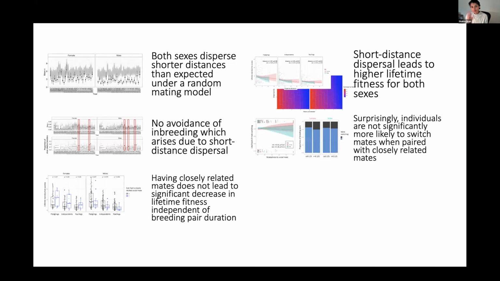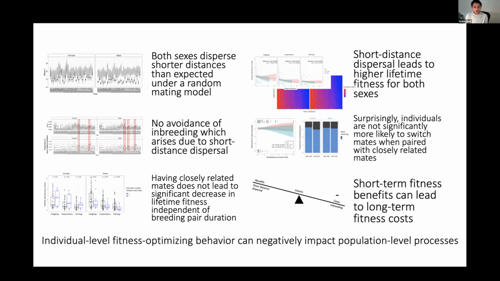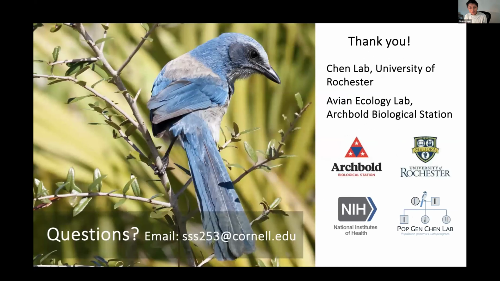And surprisingly, this is a result I skipped over, but we found that individuals are not significantly more likely to switch mates when paired with a closely related mate. So there doesn't seem to be some sort of coping strategy for ending up in a closely related breeding pair. So overall, these results show that short-term fitness benefits can lead to long-term fitness costs, as evidenced by this population of Florida scrub-jays. And the big takeaway, I think, is that individual level fitness optimizing behavior can sometimes negatively impact population level processes.